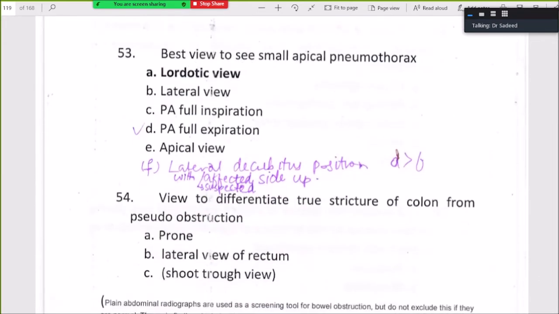53. Best view to see a small apical pneumothorax is PA with full expiration. If this is not an option, then it is lateral decubitus position with the affected side up.